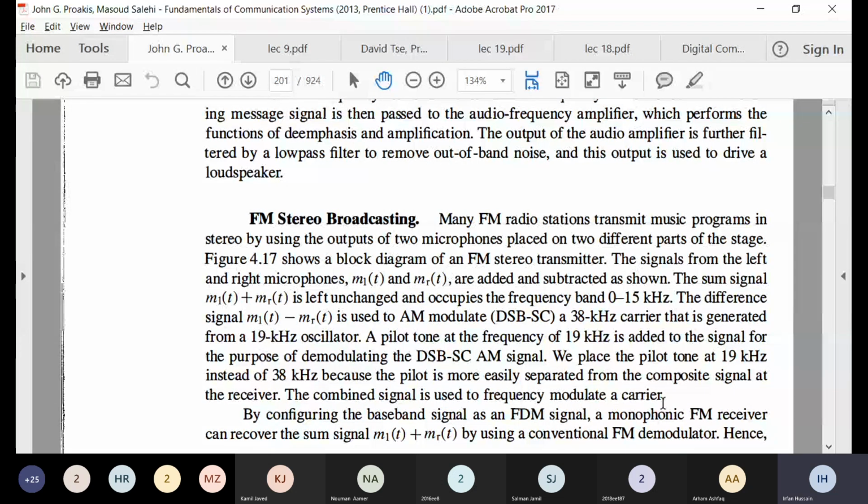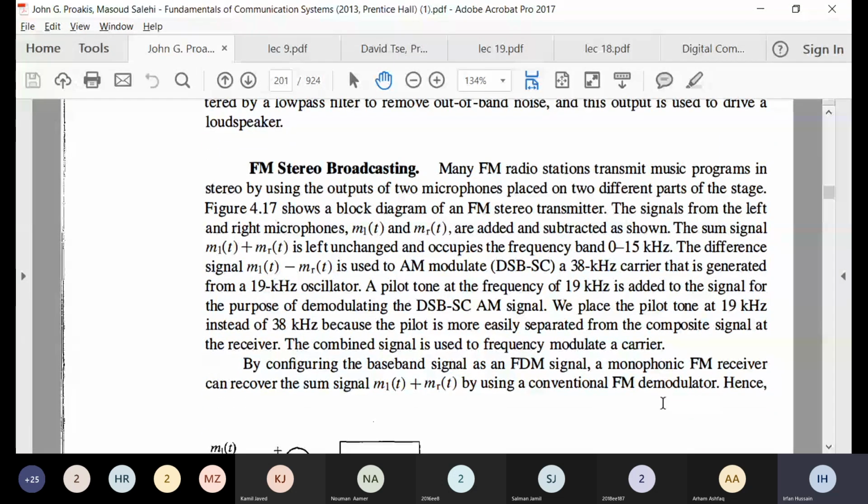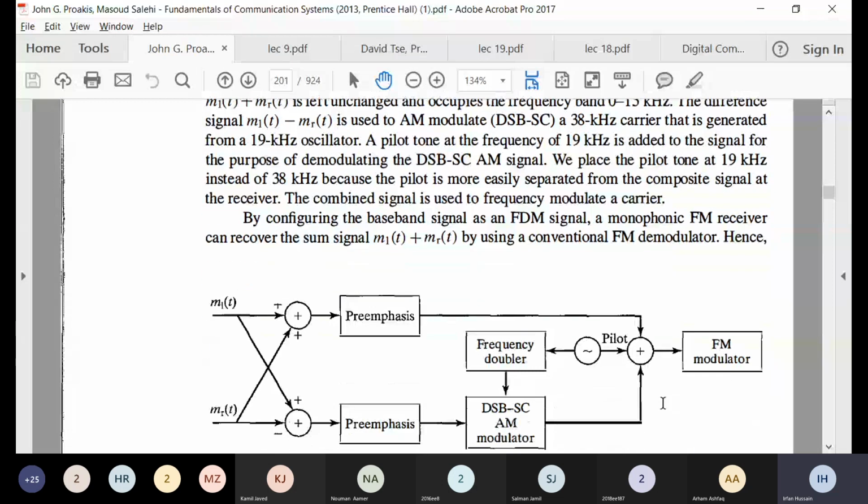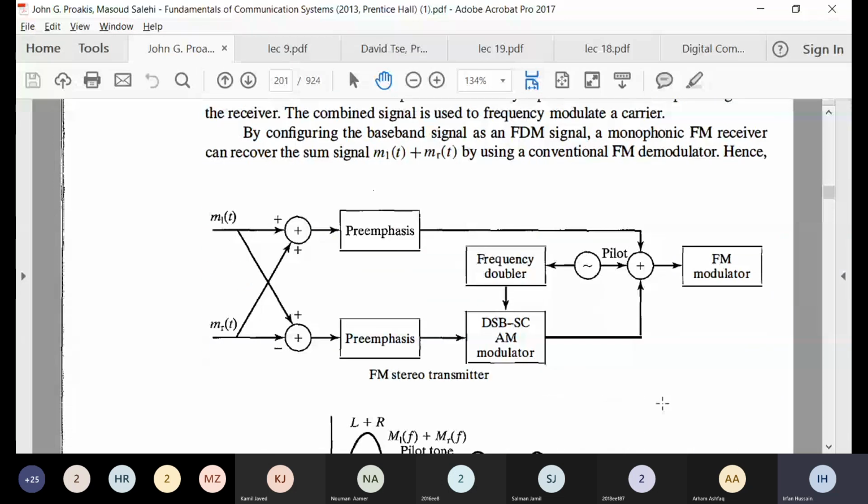You can see the diagram of what is happening. You have two signals coming from two microphones, left and right. At one point, we are adding the two microphones. At another point, we are subtracting the two microphones. Again, we have to apply pre-emphasis, as happens in commercial FM radio broadcast.